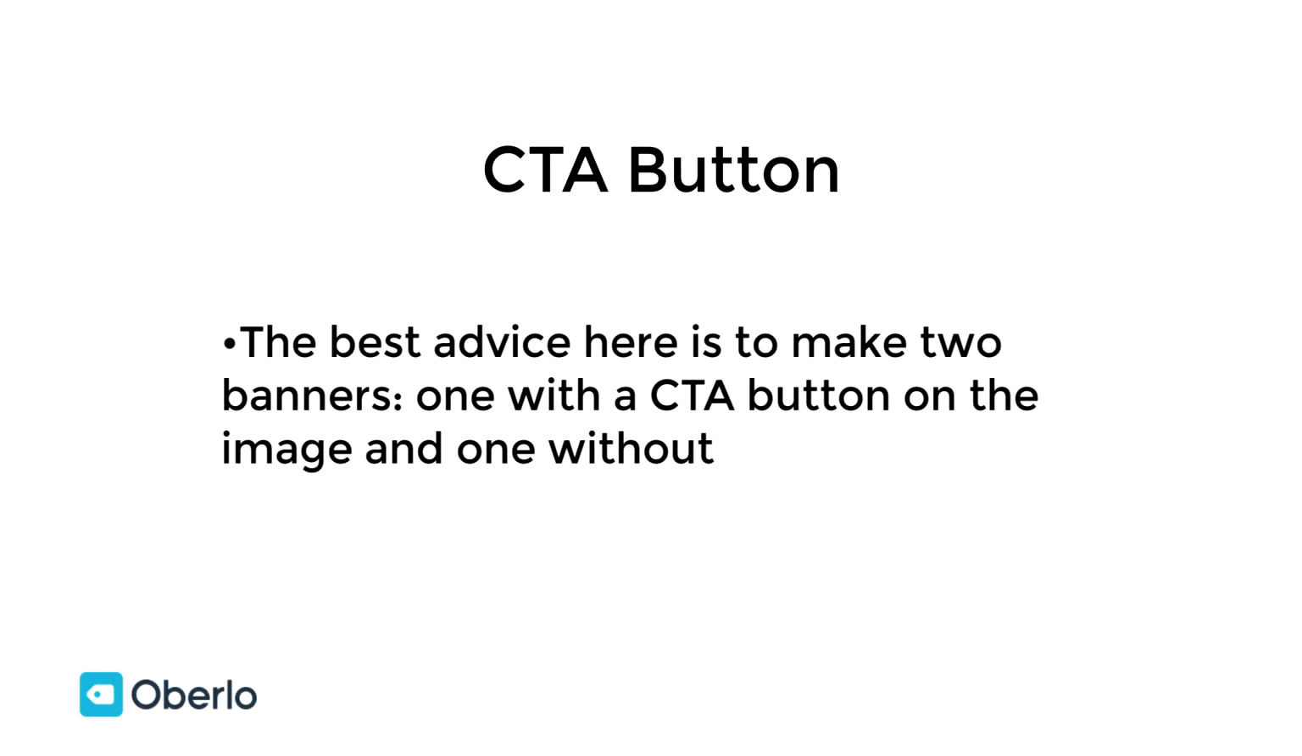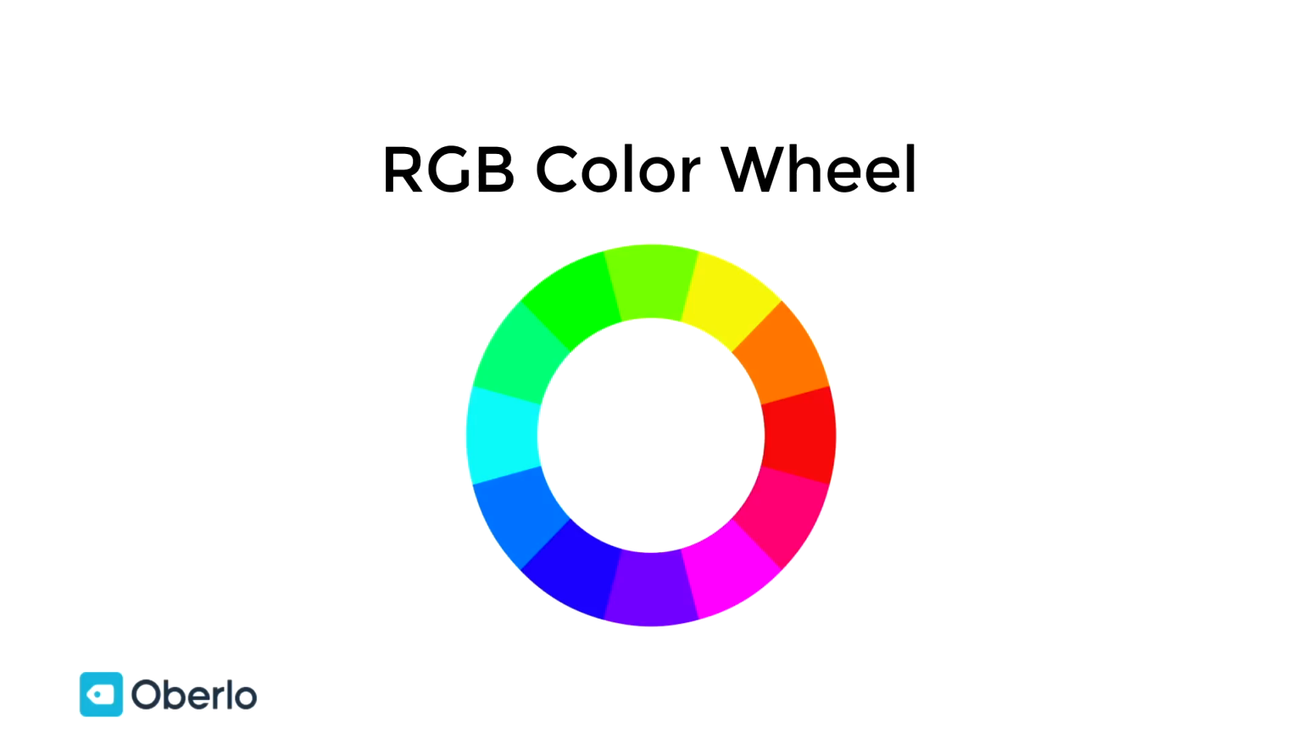The best advice here is to make two banners, one with a CTA button on the image and one without, so that you can test them out with your audience. This way, you can make the best data-driven decision.